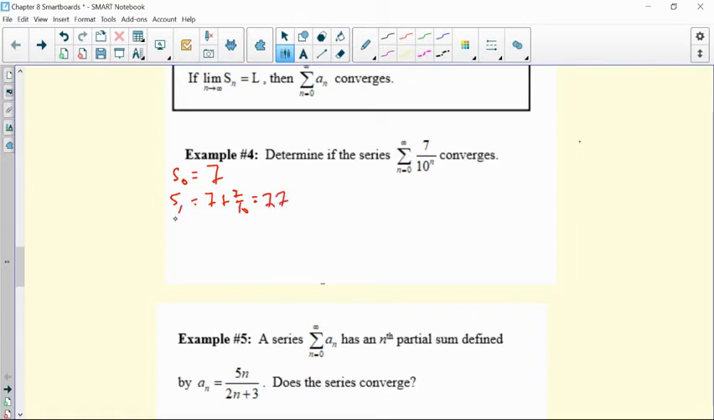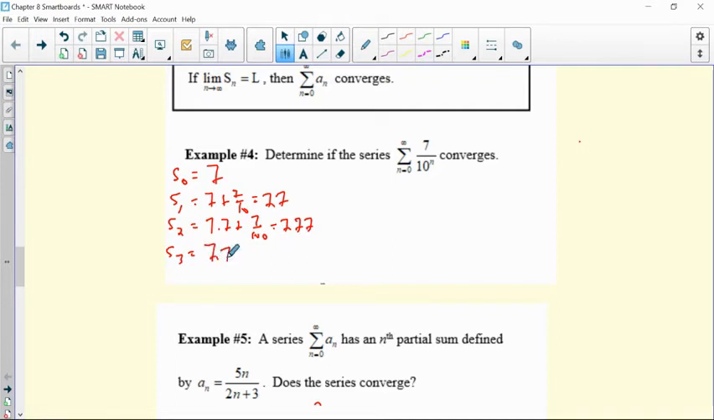And then the second one would be 7.7, because that's that, plus the second term, so 7 over 100. Which actually is really nice, because now that's 7.77. And then, okay, so S sub 3. So that's the first 3 terms plus the next one.